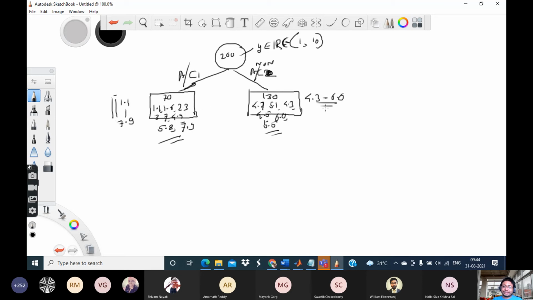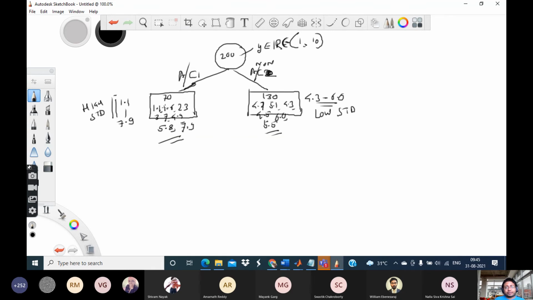Can you identify any mathematical quantity which will be low in this case and high in this case? Yes, variance. So this one has low variance or low standard deviation, and this one has high variance or high standard deviation. In the previous case, when we were dealing with discrete examples, we saw that having low entropy is useful rather than high entropy. In this case, having low variance is useful rather than high variance.